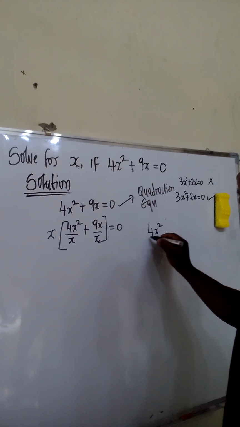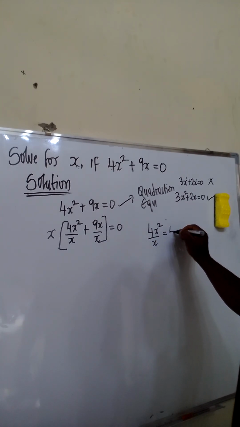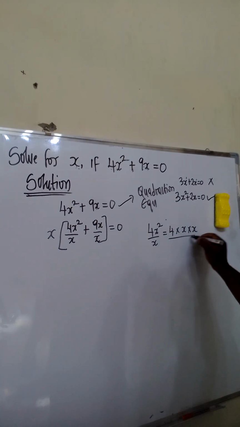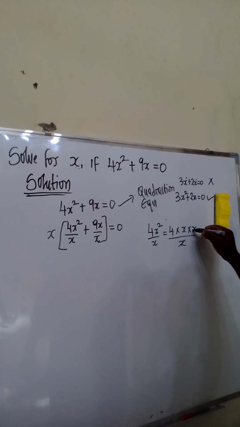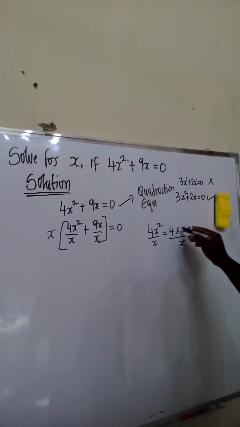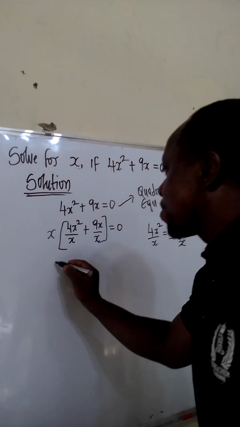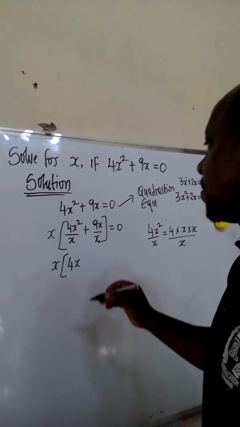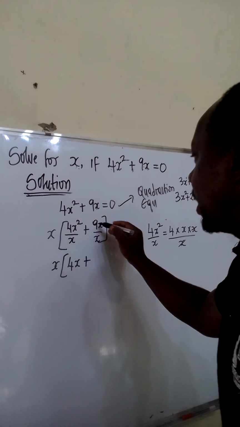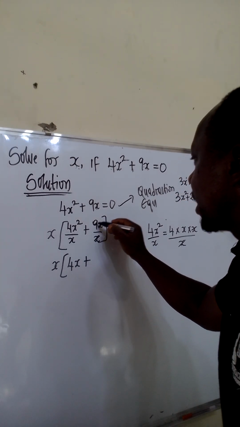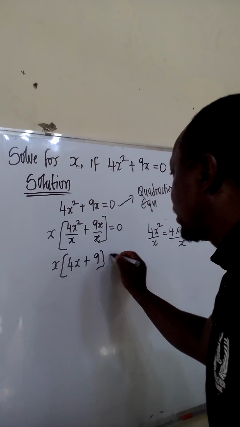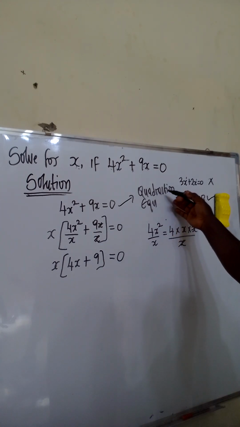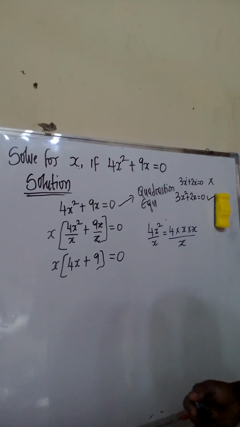4x squared divided by x is the same thing as 4 times x times x over x. x will cancel x, we'll be left with 4 times x. So 4x squared divided by x is 4x, plus 9x divided by x. x will cancel x, we'll be left with 9, equal to 0.